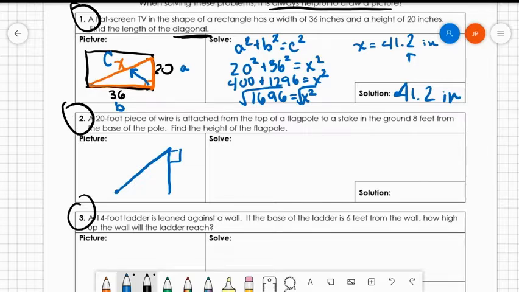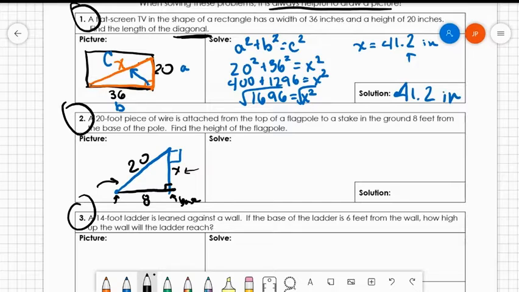So hopefully you're starting to see my triangle is right there. There's my right angle. We said that this was my wire. They told me that was 20 feet. And if this is my stake in the ground, from the base of the pole is right there. And they told me that was 8. They want me to find how tall that flagpole actually is. So how tall the flagpole is would happen right here. I don't know it, so that's going to be my x.